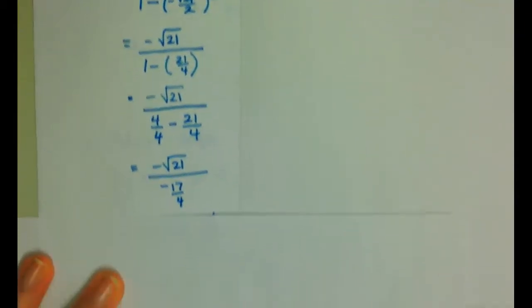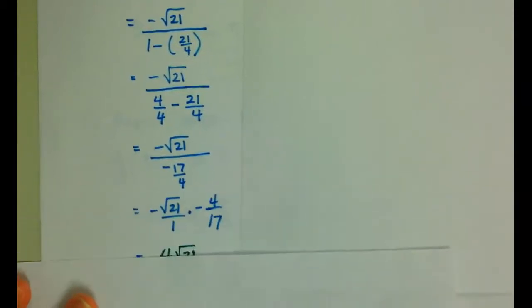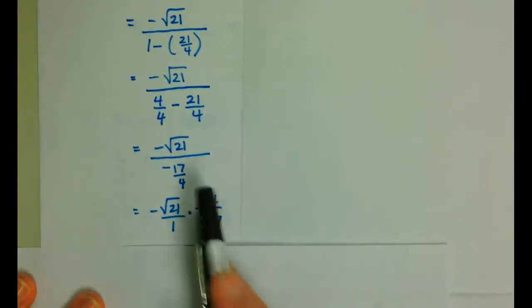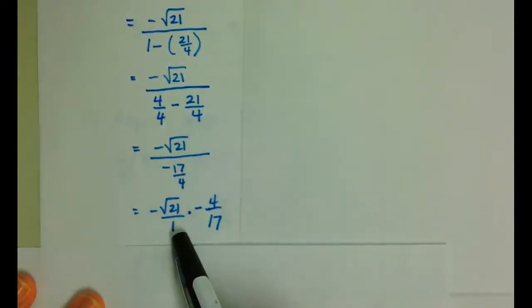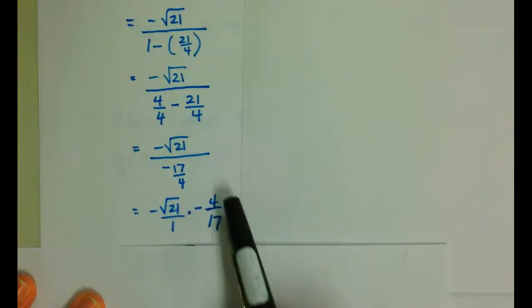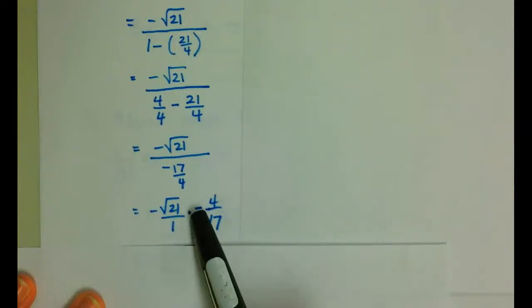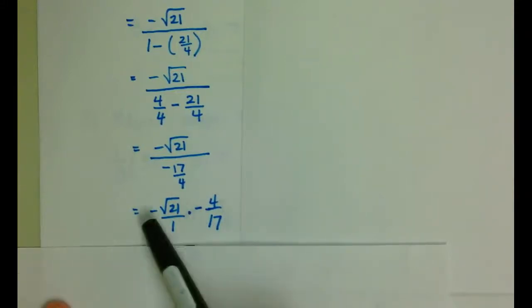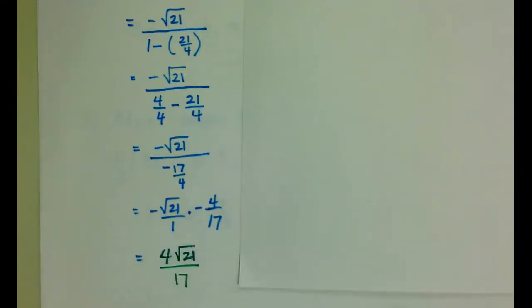Well, we know when we divide by a fraction, we multiply by its reciprocal. So we take the negative 21 over 1, which is in the numerator, times 4 over 17, and remember it's negative when I'm multiplying. So a negative times a negative is going to give me a positive answer, and my final answer would be 4 root 21 over 17. So that's how I would handle using that identity.